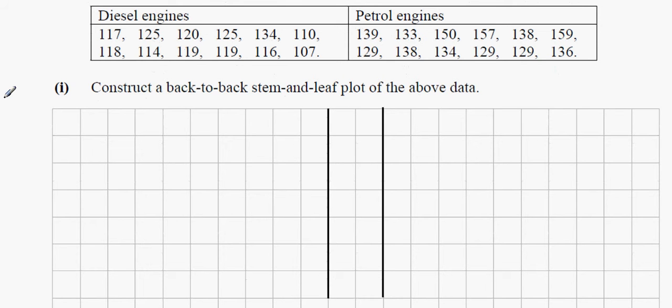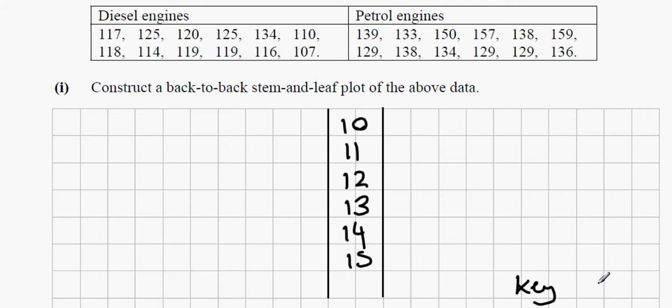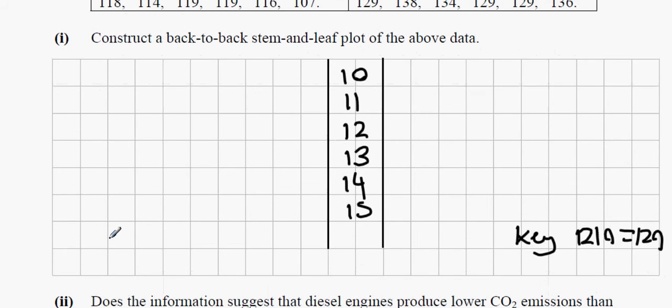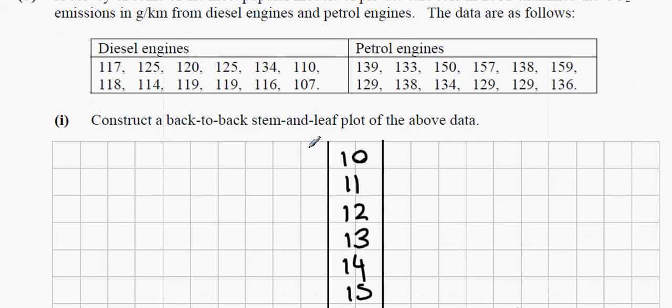so what we're going to do here is just put in our numbers. This stands for 100, this is 110, 112, 113, 130, 140, 150. Now please remember to put in a key. Keys get you the full marks. 12/9 means 129. And the other way around. Okay, so we have 1 on 107. Okay, and this can be diesel. And this can be petrol.